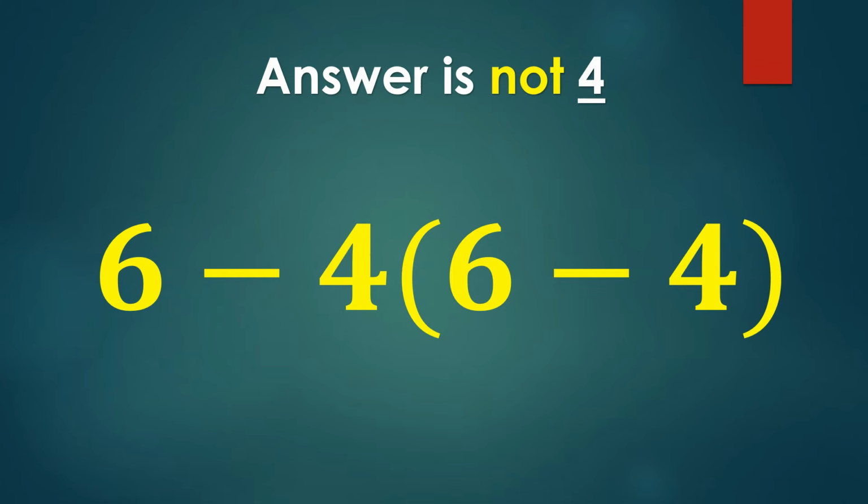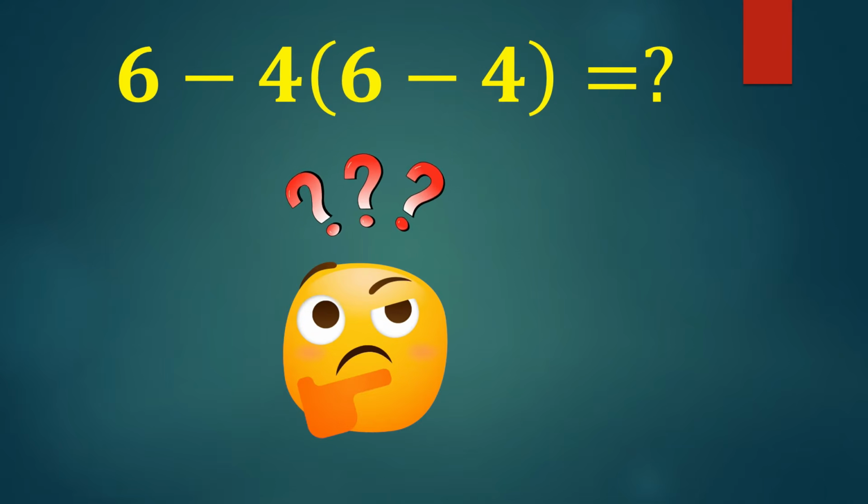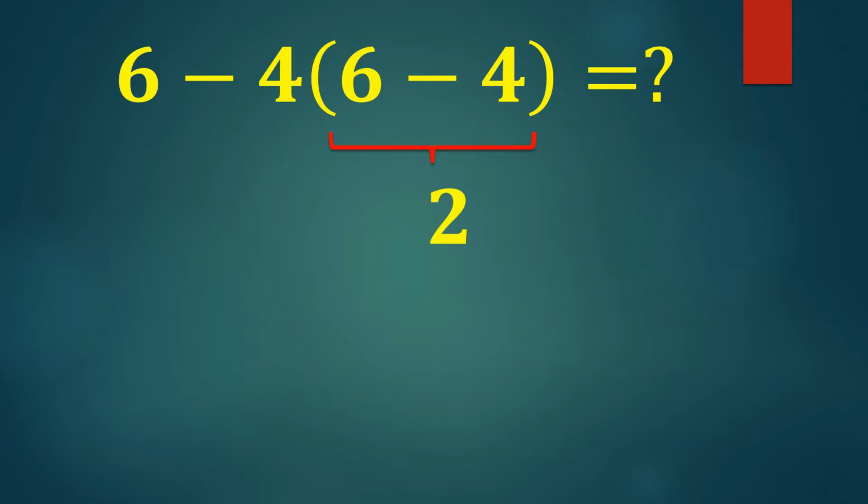In this lesson, we're going to find the value of this expression, 6 minus 4 times (6 minus 4). Ready to solve it? Let's get started. 6 minus 4 equals 2. Then again, 6 minus 4 equals 2, and 2 times 2 gives us 4. But that's not correct. That's because of the PEMDAS rule, the order of operations.